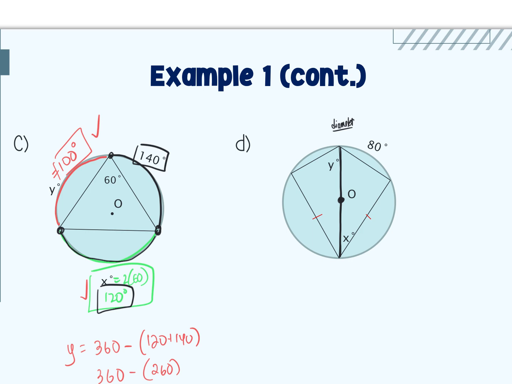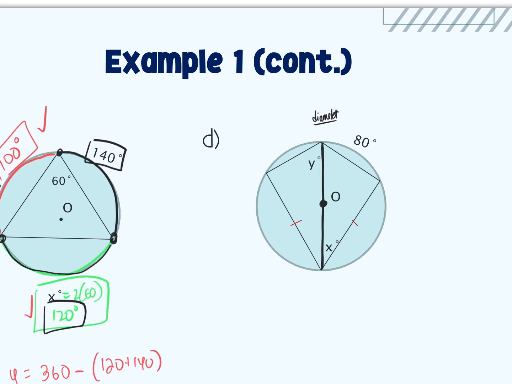We notice that the diameter and this chord create this inscribed angle and this intercepted arc. This intercepted arc is 80, which means this inscribed angle is 40. So X is 40. We're good there. Then we've got to figure out what else we know. If this is a diameter, we know that this is a 90-degree angle right here.